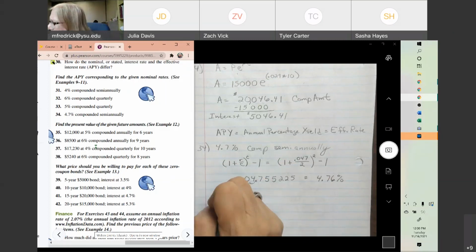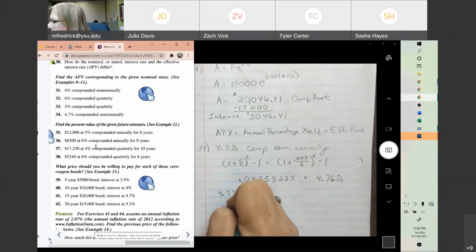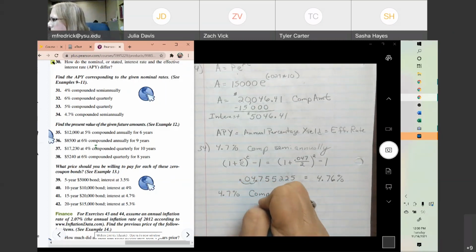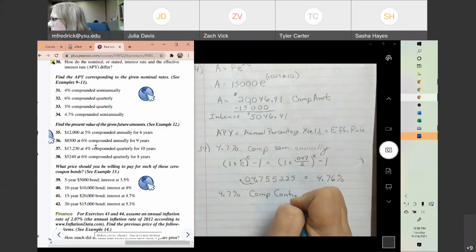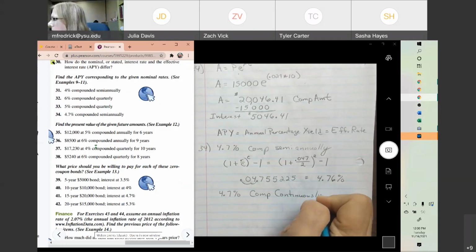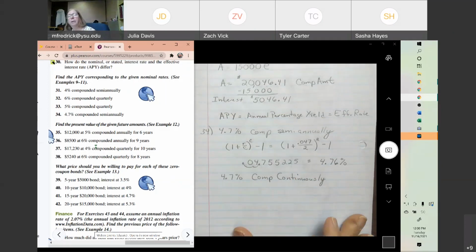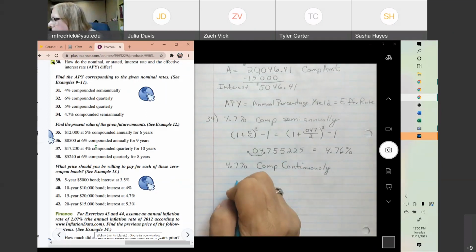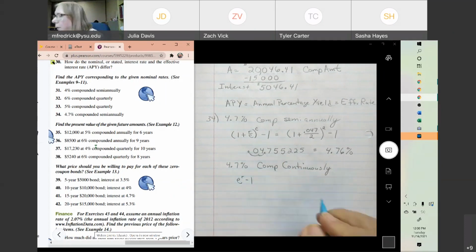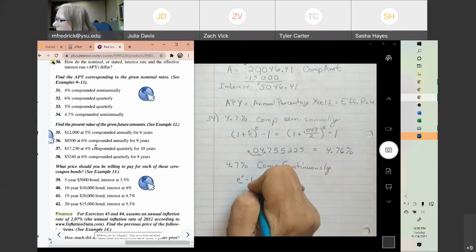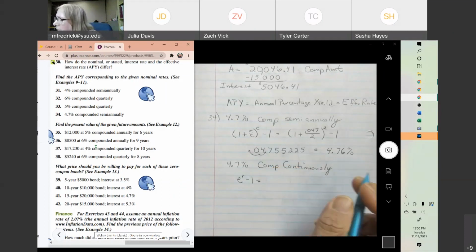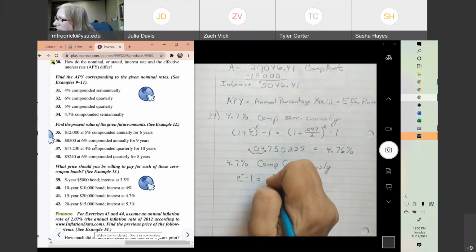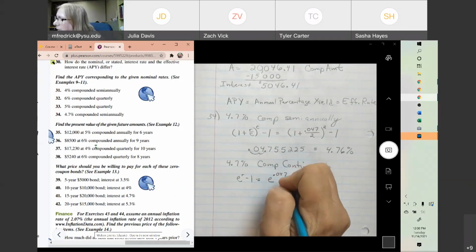While we're on this one, let's do 4.7% compounded continuously. Compounded continuously means you're using the e to the r minus 1. And the more often it's compounding, the larger your effective rate will be because you're making more a year. It's not too different, but so we'd plug in our rate, e to the 0.047 minus 1.